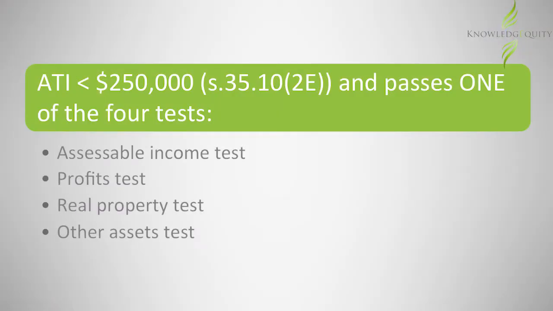Now let's consider what would happen if in the next year Sally reduces her working hours at the accounting firm. Her adjusted taxable income, not including her trading losses, falls to $220,000 and her trading turnover from her eBay business is $32,000. Now, because her adjusted taxable income is less than $250,000, we can consider whether she passes any one of the 4 commerciality tests.